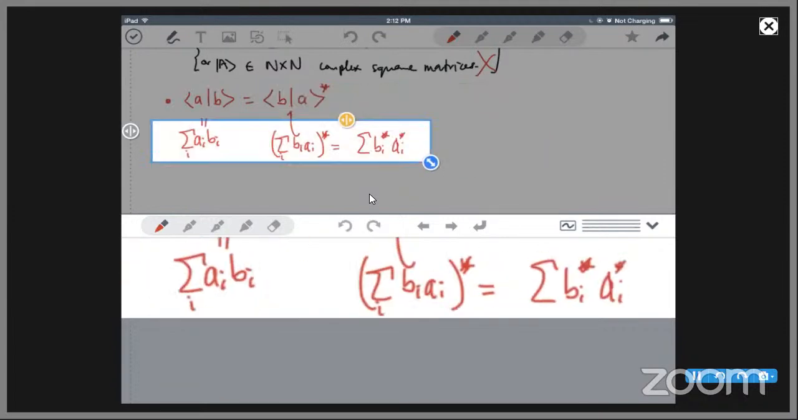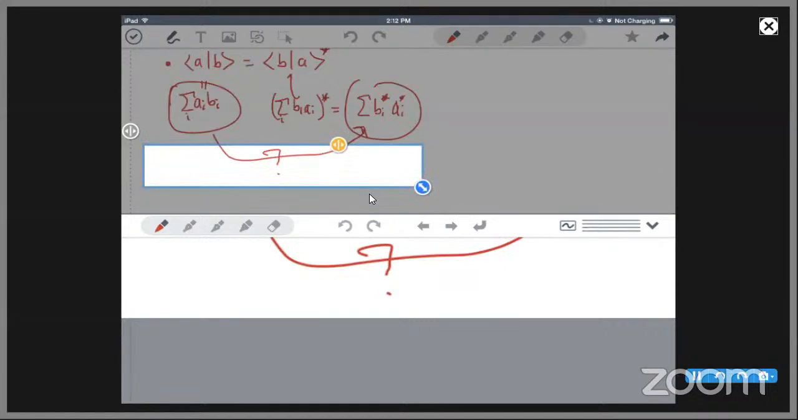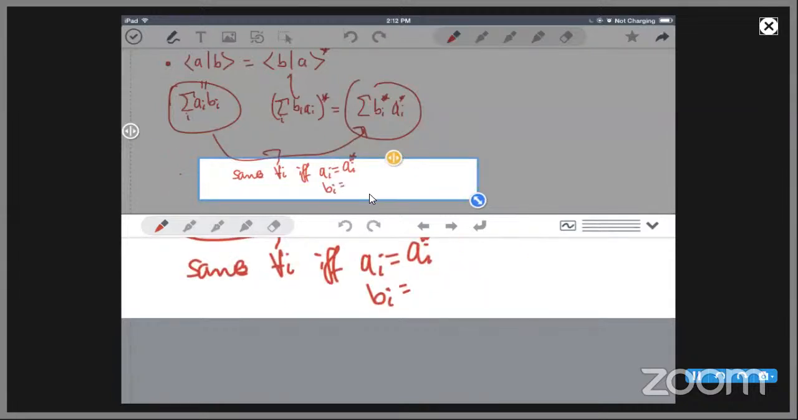So these two things, are they the same? What do you think? Only for real values. Exactly. So they're the same for any I, if and only if AI is the same thing as AI star, and BI the same thing as BI star.